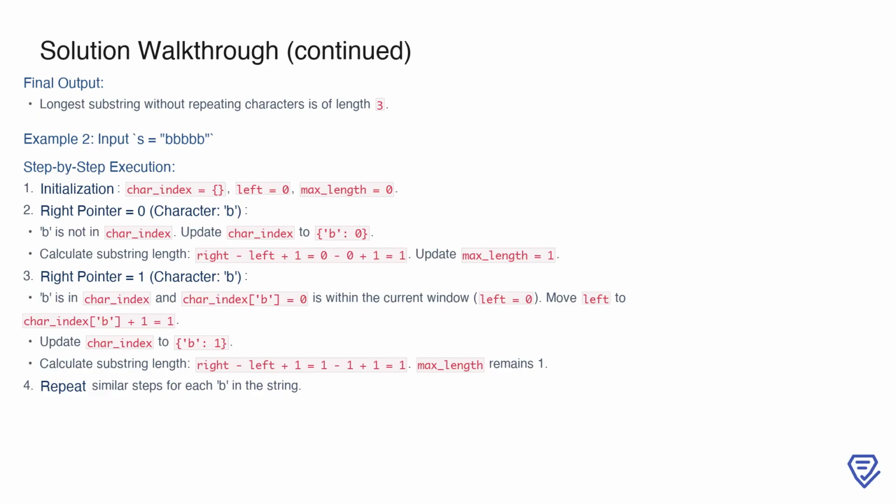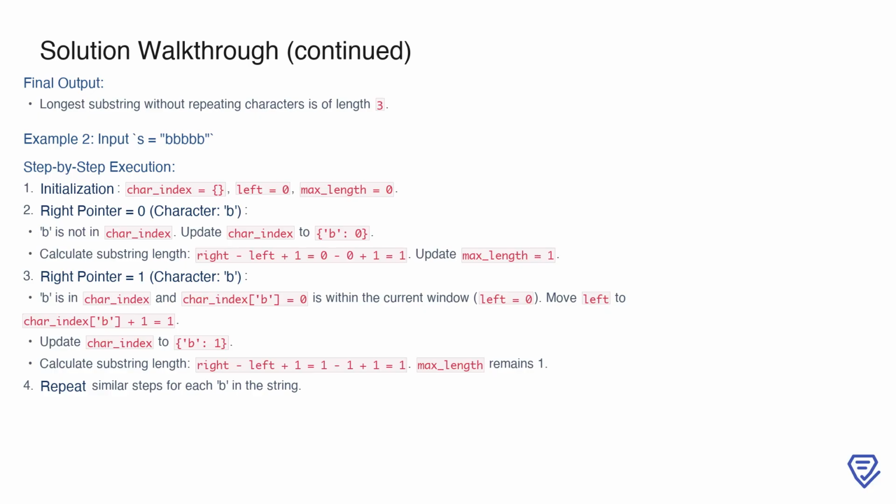Starting with right equals 0, the character is b. Since b is not in char_index, we add it with its index, resulting in b: 0. The substring length is calculated as 1, so we update max_length to 1. At right equals 1, we encounter b again. This time, b is already in char_index and its last index, 0, is within the current window. To avoid duplication, we move left to char_index[b] + 1 equals 1. We then update char_index to reflect the new index of b, resulting in b: 1. The substring length is now 1, so max_length remains 1.